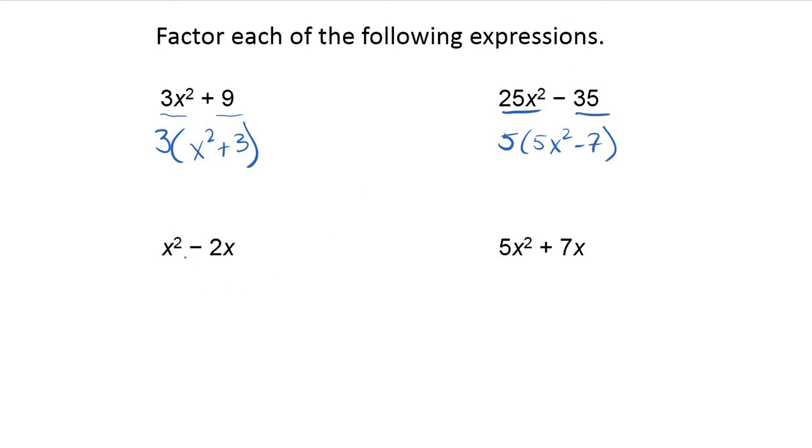How about here? Oh, they have an x in common. So if I factored x out, that would leave x minus 2. Again, x times x, x squared, x minus 2, or times -2, -2x. And very similar here, right? I could take an x out. So x times 5x plus 7. Hey, that's GCFs, that's basic factoring, not bad.